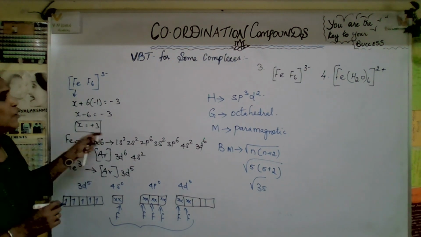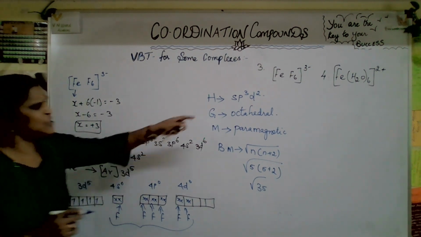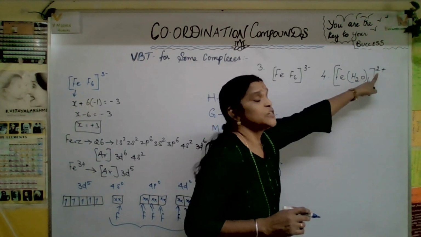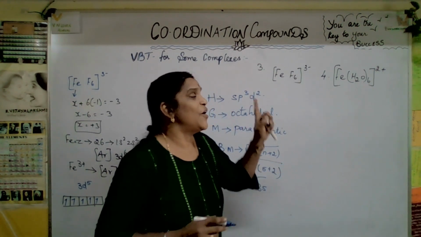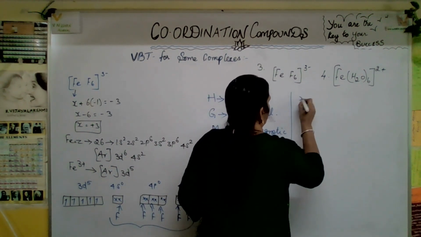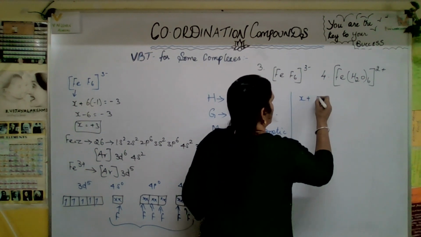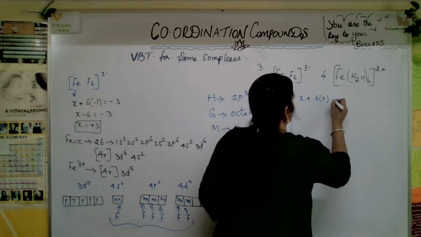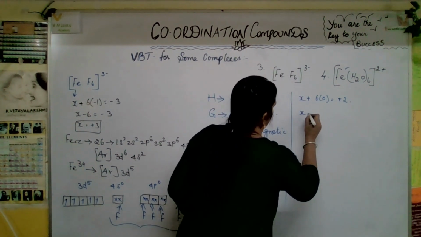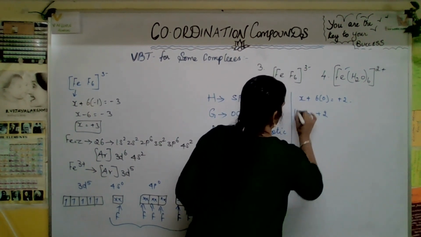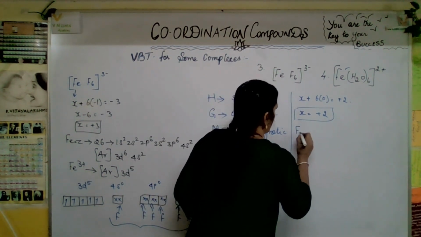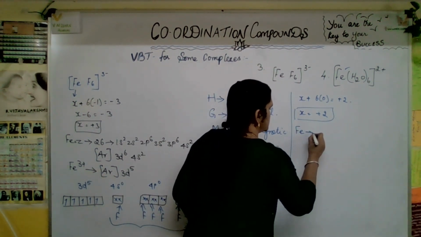Now we'll go for the next one more sum. That is also very easy. Fe H2O 6 times 2 plus. Now, how to identify? I'll write it here only. So Fe X plus 6 into 0 equal to plus 2 oxidation state. X equal to plus 2. So the central metal ion oxidation number is plus 2.